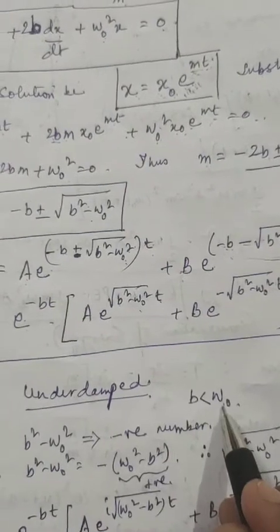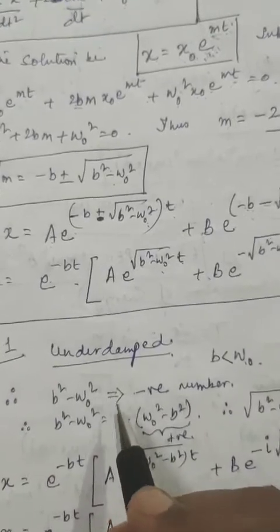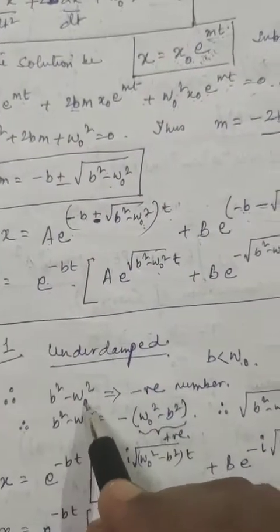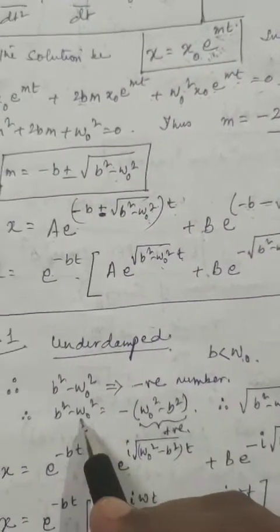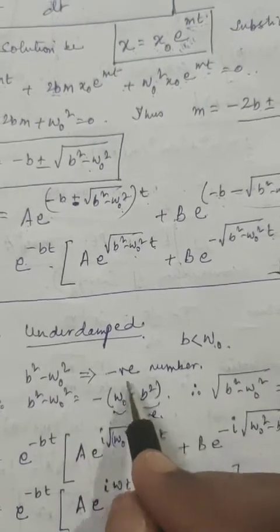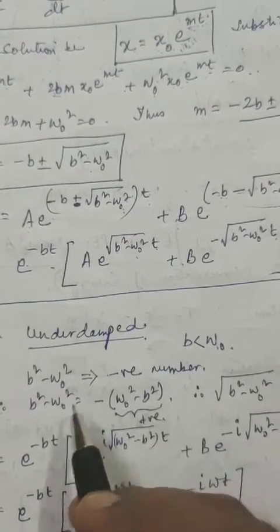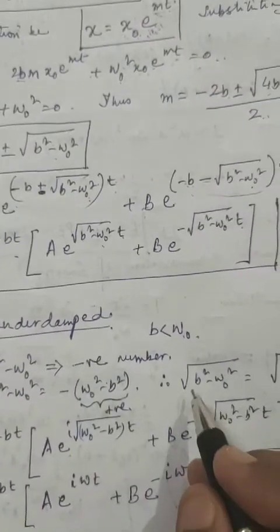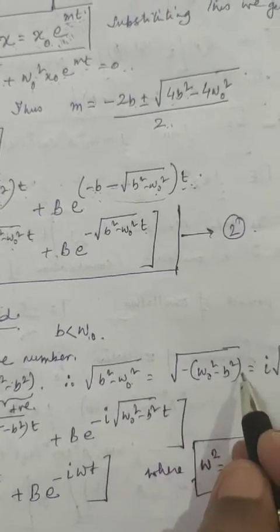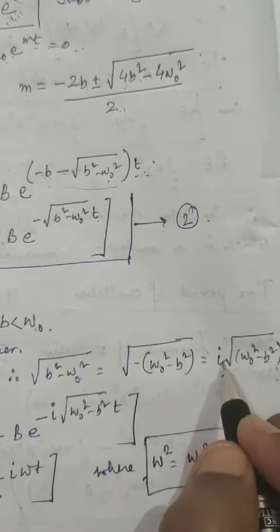So if B is less than this omega naught, then this term B square minus omega naught square is going to be a negative number, because B square would be less than omega naught square. So I can write B square minus omega naught square as minus of omega naught square minus B square. So omega naught square minus B square would be a positive number since omega naught is greater than B. So the root of B square minus omega naught square is the root of minus of omega naught square minus B square, and the square root of minus 1 is the imaginary i.